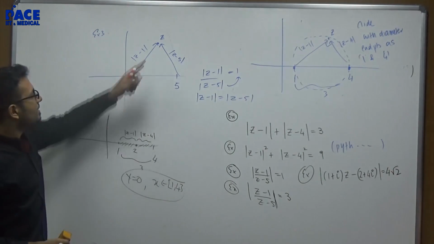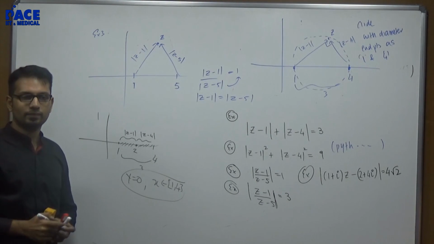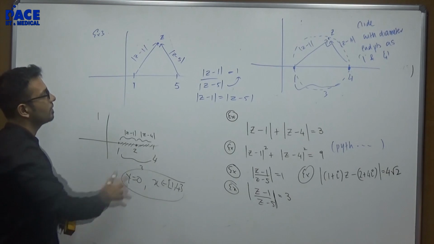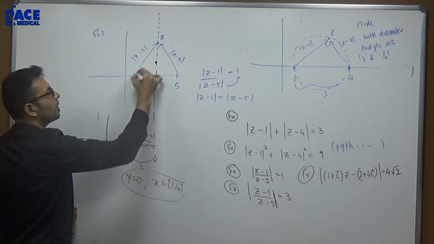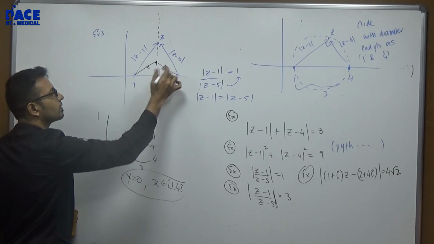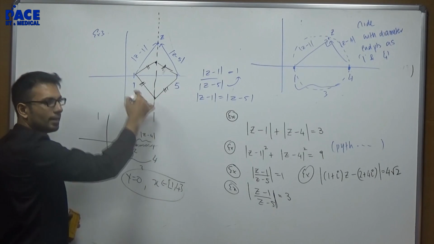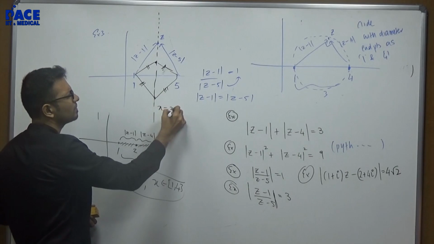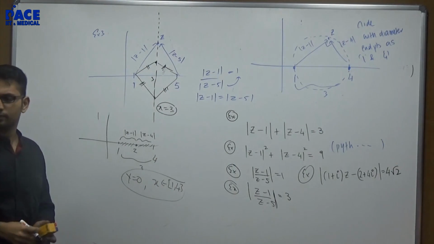So Z is such that these two distances are equal. So where will Z lie? On the perpendicular bisector. If you take any point on the perpendicular bisector, these lengths will always be equal. If I take this one, this length will be equal to this length. You know that, right? Perpendicular bisector. So we can write this as x equal to 3, this line. That's the locus. Okay.